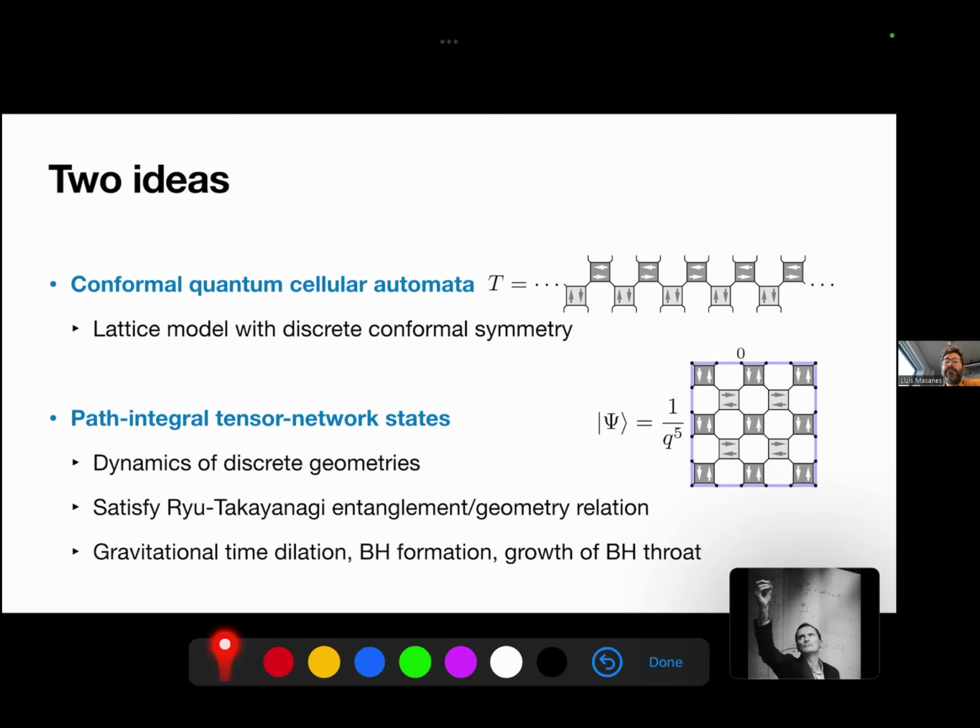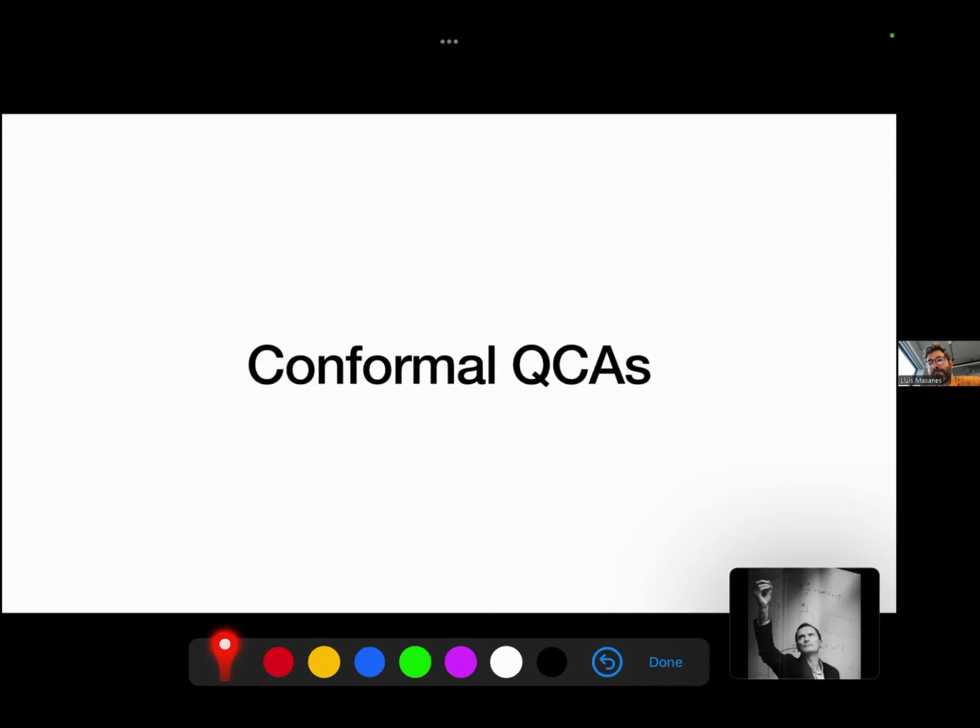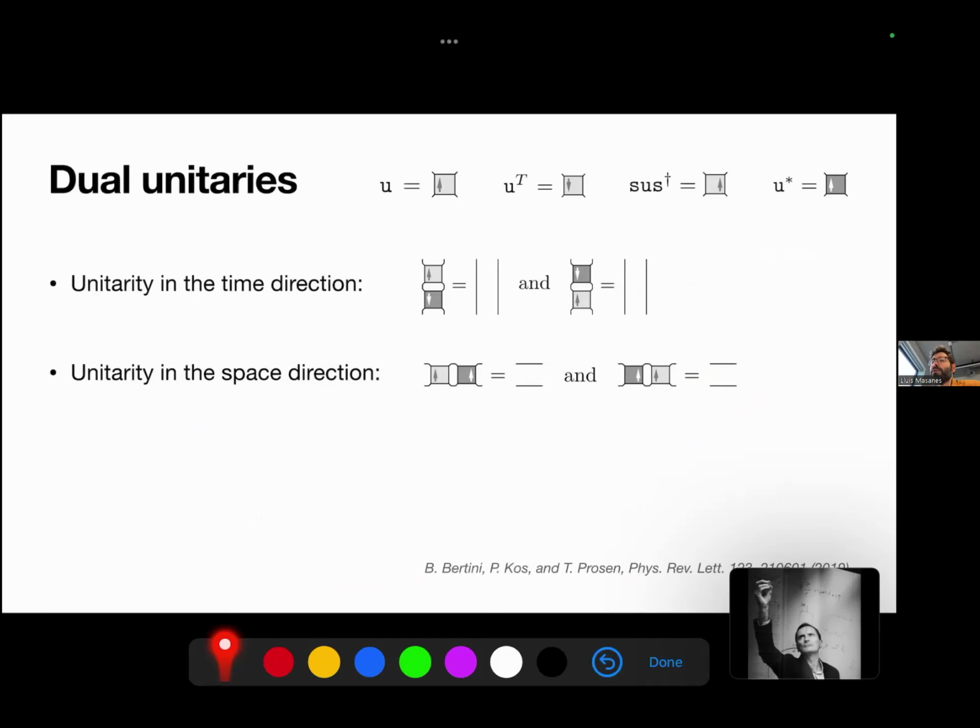And finally, I will conclude that by using this formalism, with these discrete geometries, we can observe some gravitational phenomena, like time dilation, gravitational time dilation, black hole formation, and growth of the black hole throat, okay? So now let me introduce this family of circuits that I call conformal. But before this, I need to introduce what dual unitaries are, okay?